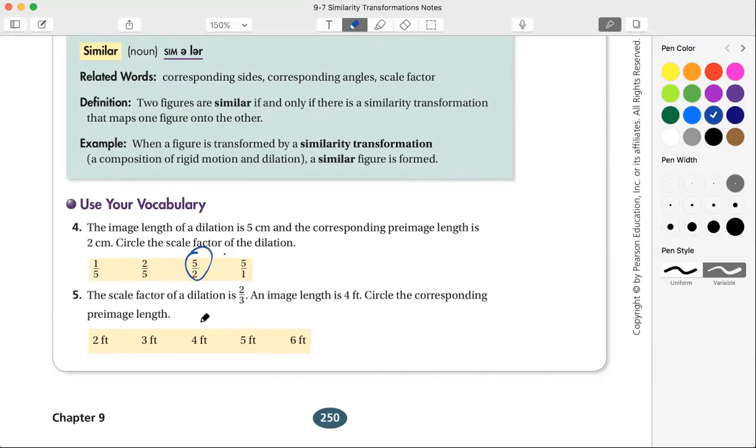If the scale factor of a dilation is 2 to 3 and the image length is 4 feet, circle the corresponding length. Well, that would be 6.